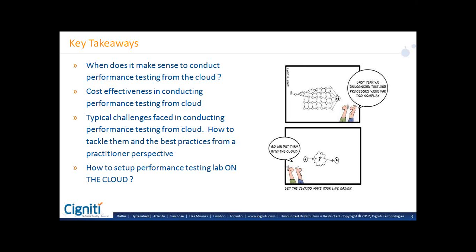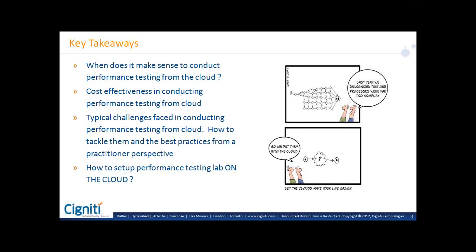Especially when we are talking about cost effectiveness, do we consider hardware procurement, do we consider the maintenance of those hardwares, do we consider the electricity being used for setting up and maintaining those labs, or internet bandwidth? So all these things we should be considering during cost effectiveness of setting up the lab on a cloud. So we'll also talk about this in detail.